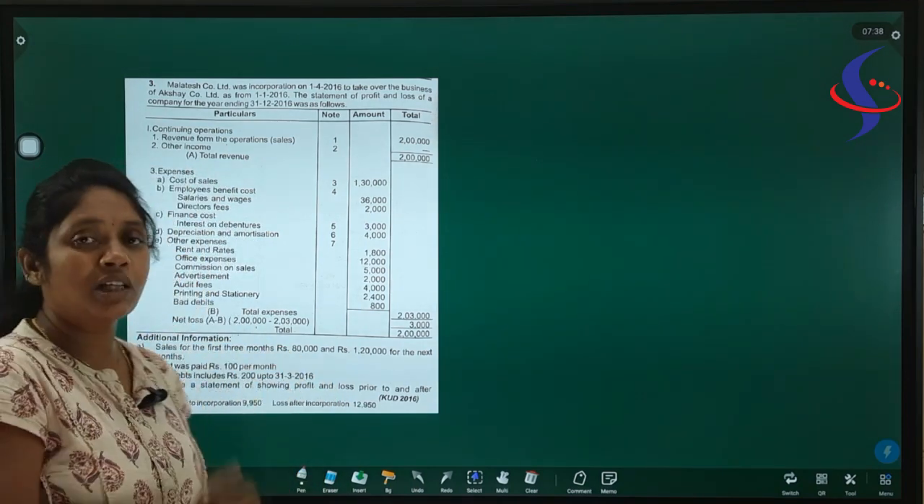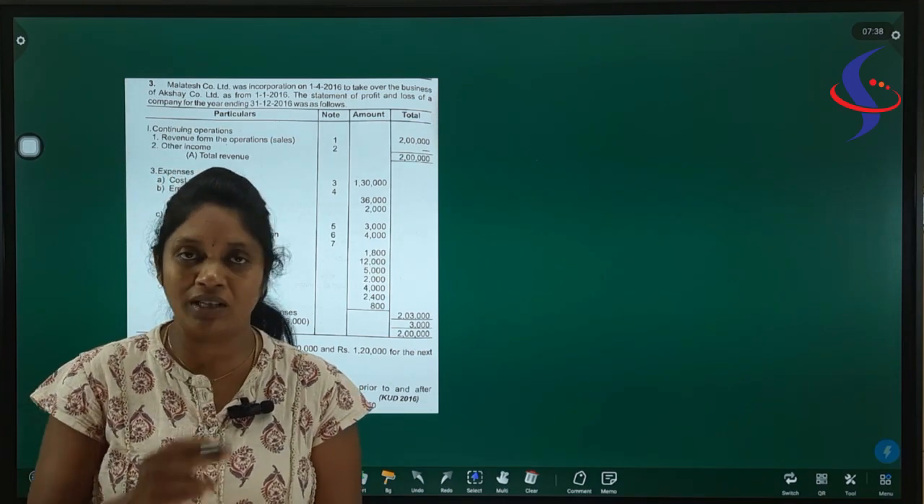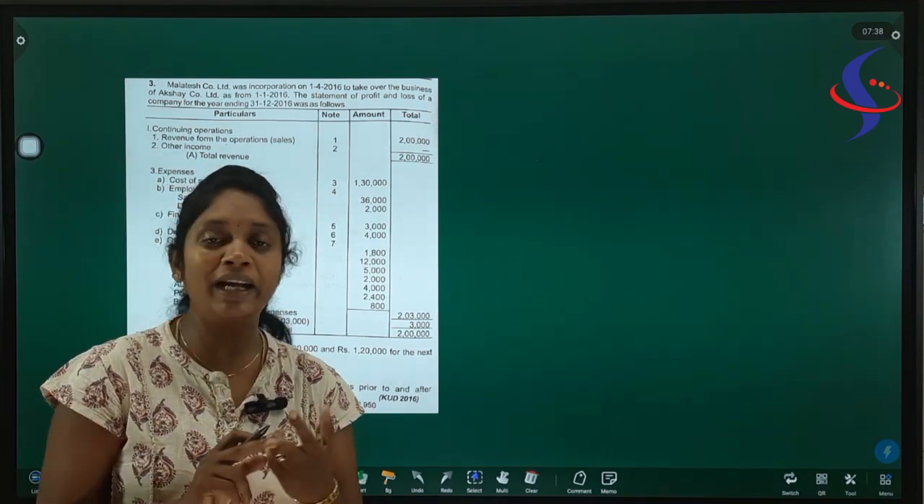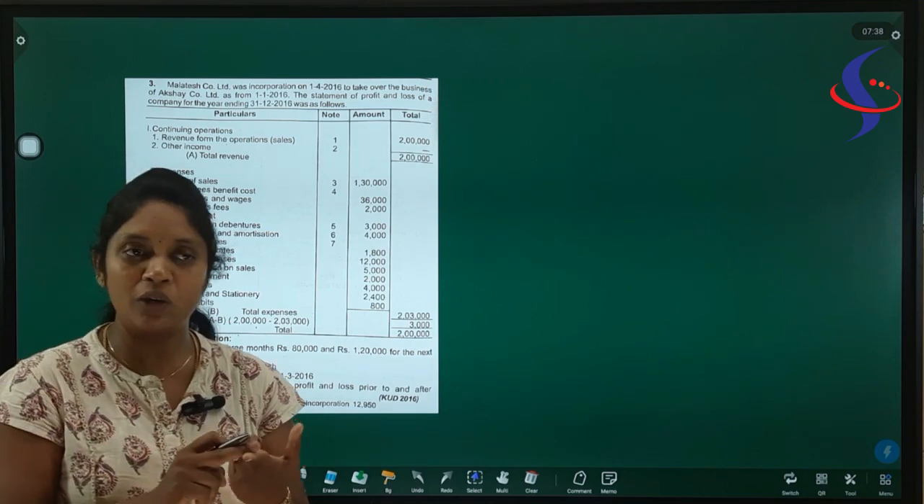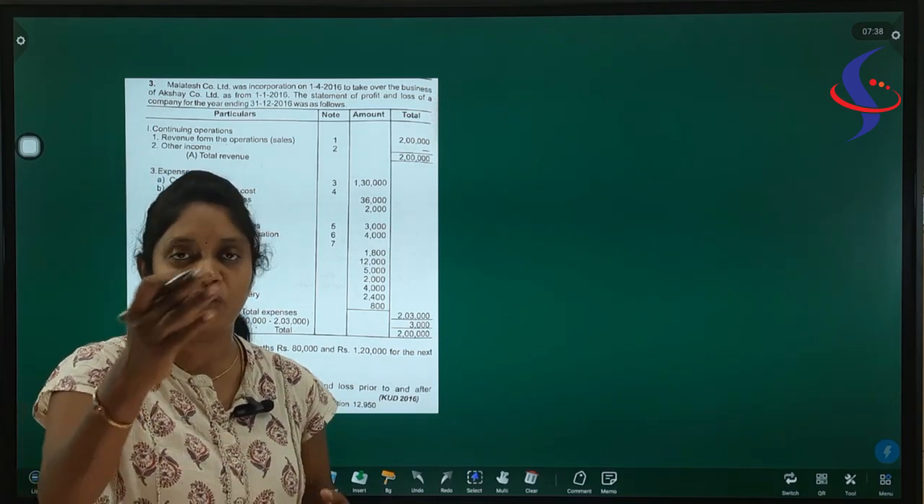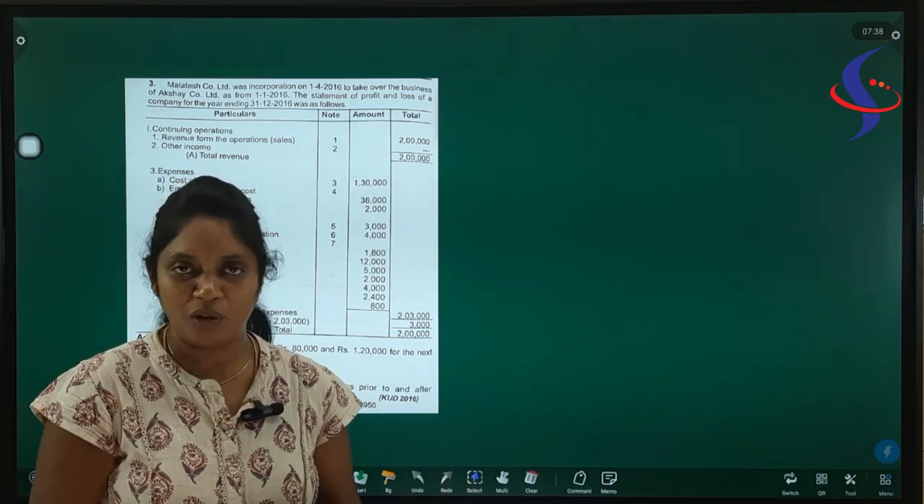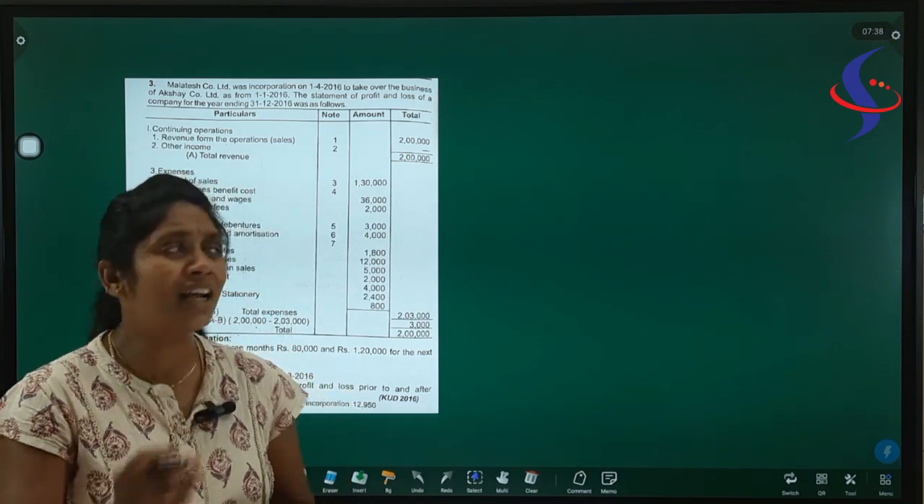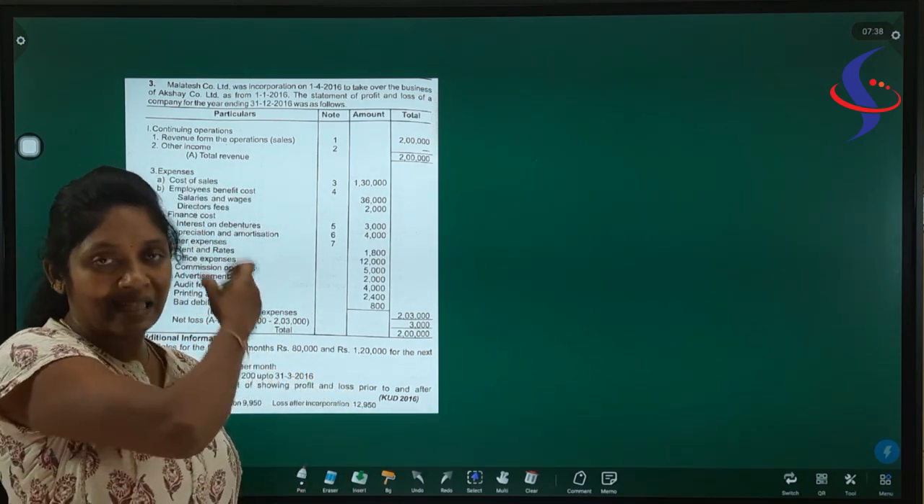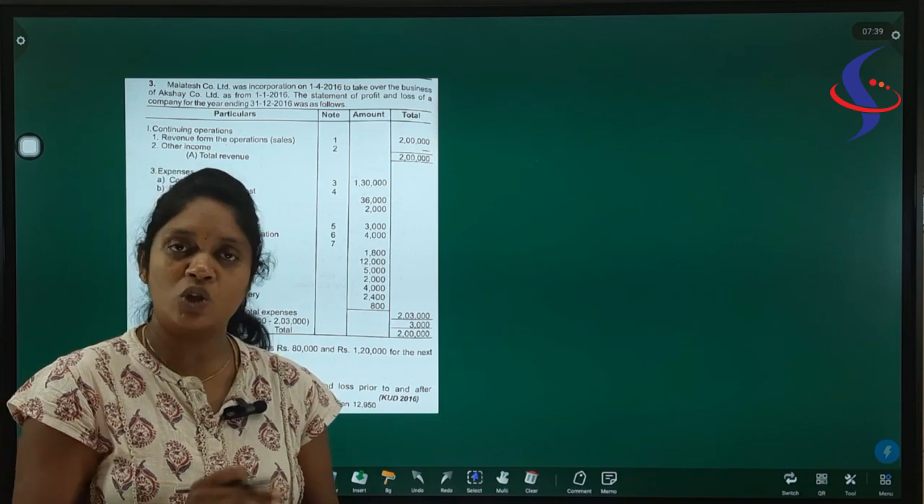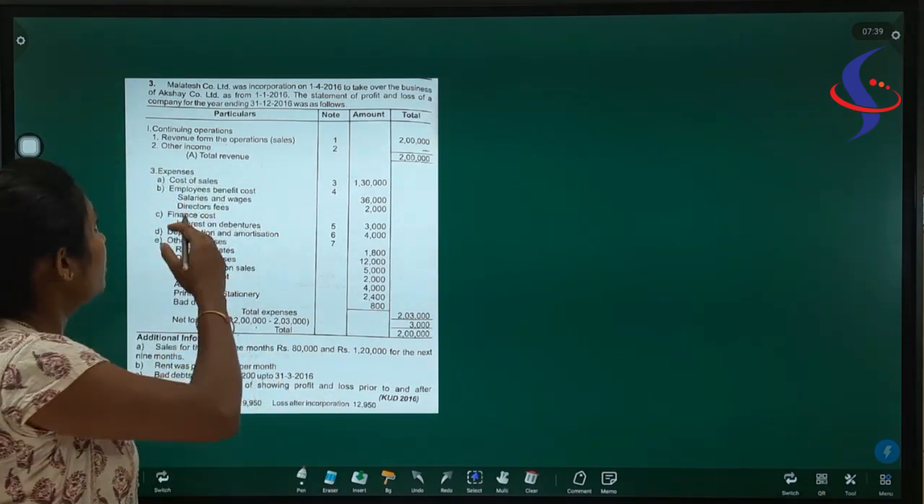In order to solve this problem, we need to do two things. First, we need to calculate time ratio, then we need to calculate sales ratio, and then we should go for preparation of the statement of profit and loss account. Before that, I'll read out the question, explain, and then we'll begin with the solution. So what is the question here?